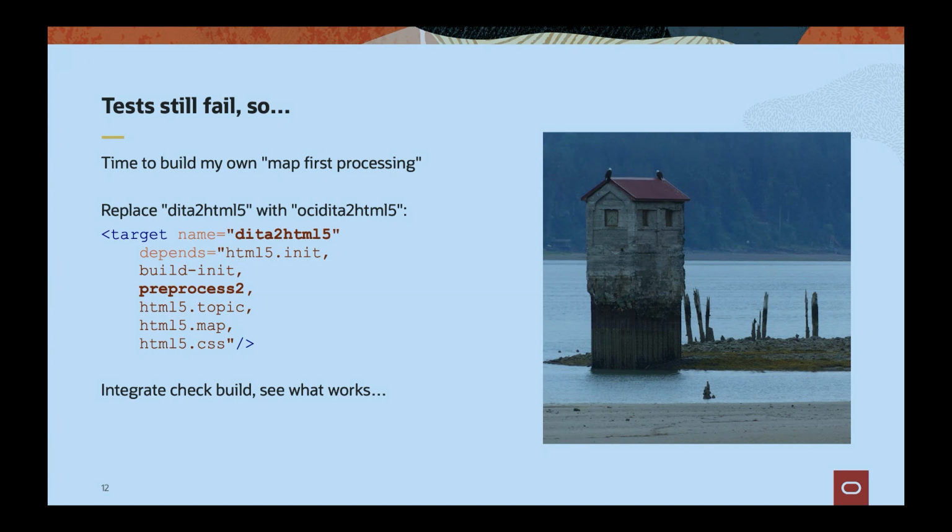Well, this is DITA to HTML5 directly out of the 4.1.2 code. It does some initialization, now calling preprocess2, and then the topic processing. So what I did was make my own OCI DITA to HTML5. All I did was make my own copy of the target where I'm going to call my own preprocess, because I know I'm going to need to customize something in preprocess.